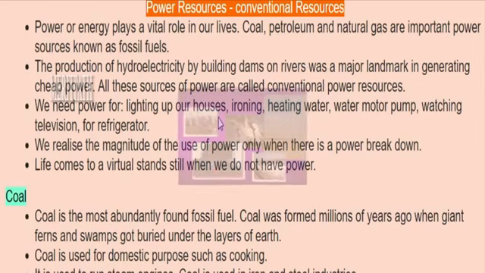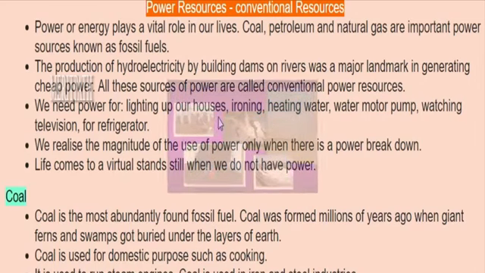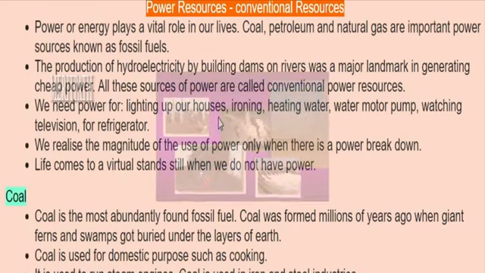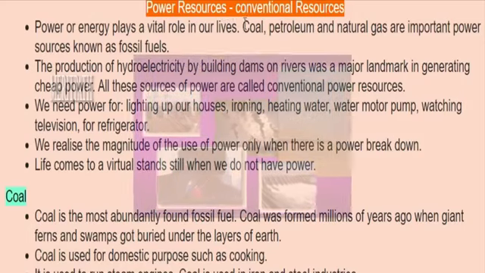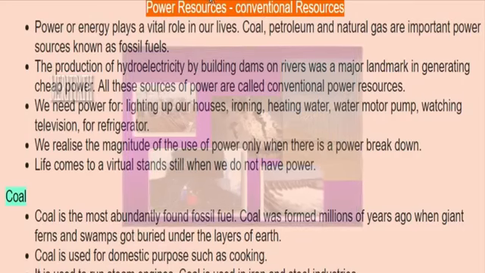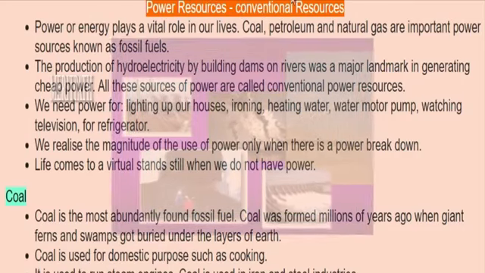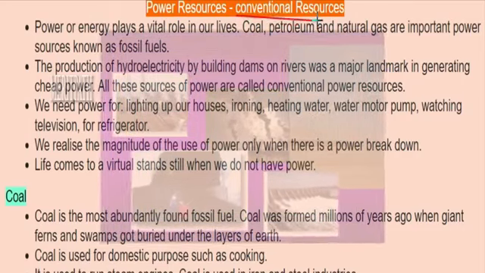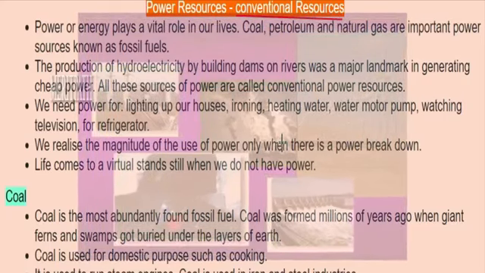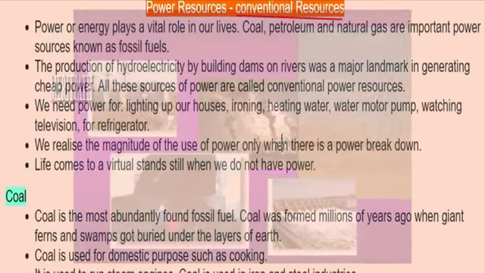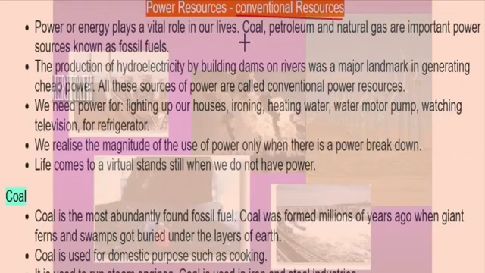Now, power resources. Power means energy, and we need energy for industry, agriculture, transport, communication, etc. To run absolutely anything on earth, we need energy in some form or the other. We divide energy, or the power resources, into two types. Those are conventional and non-conventional. Now let us know about conventional resources. Conventional resources means the old ways, or how we have got the resources over the years.